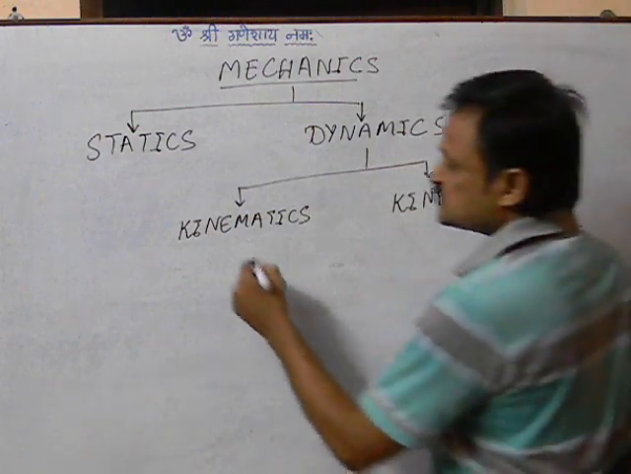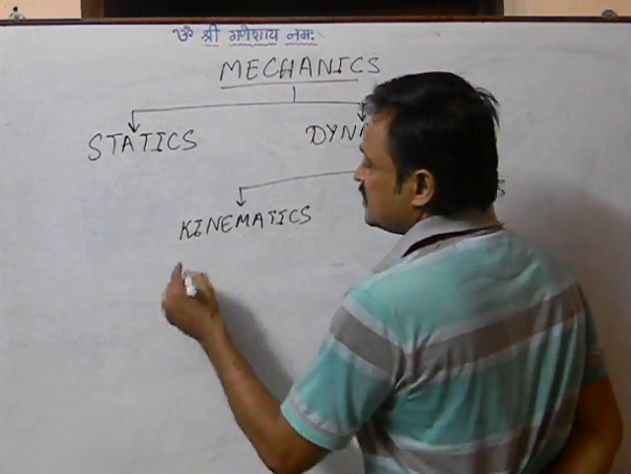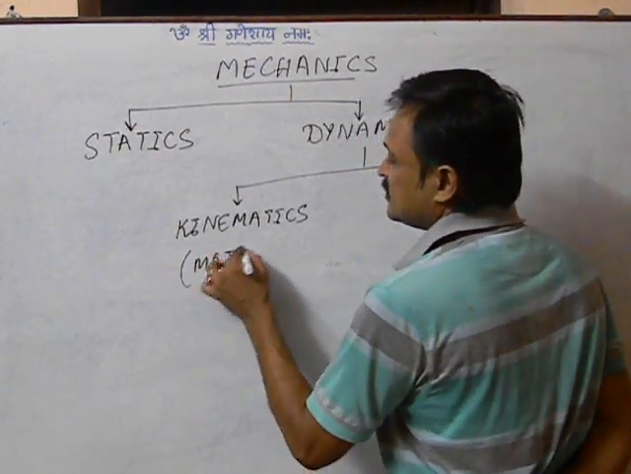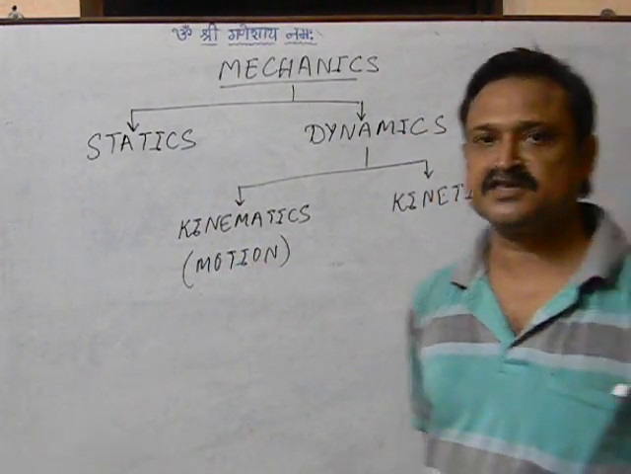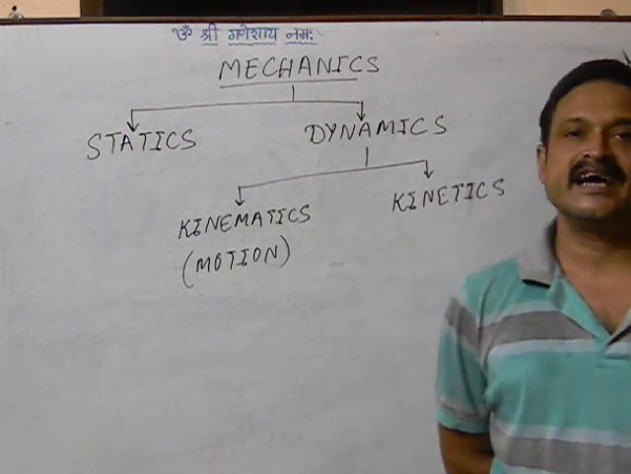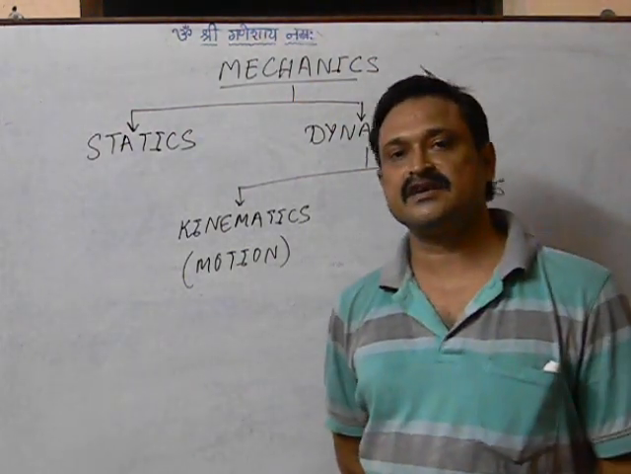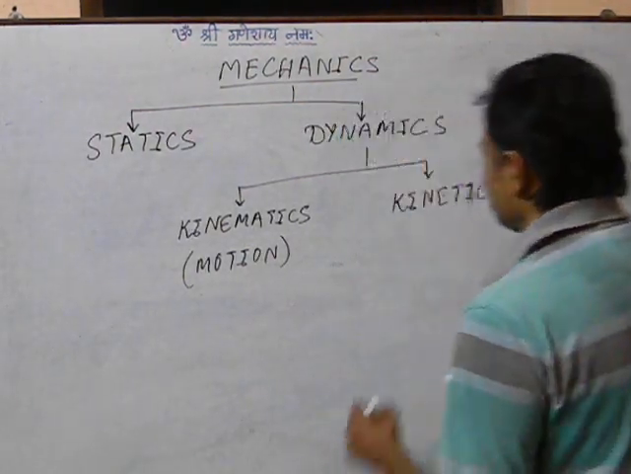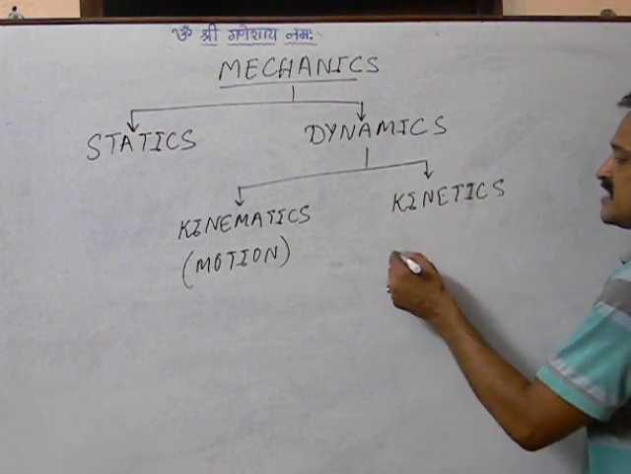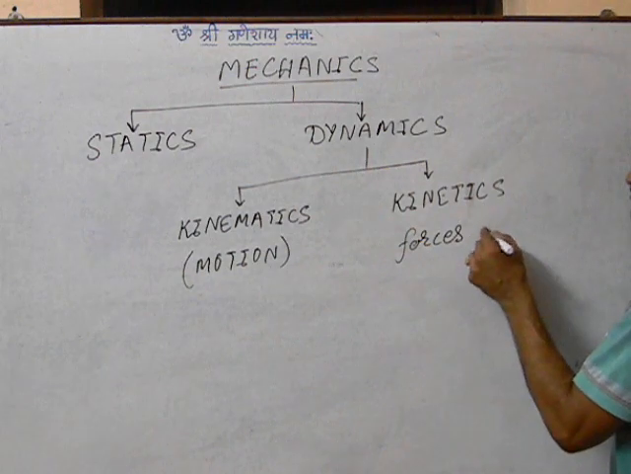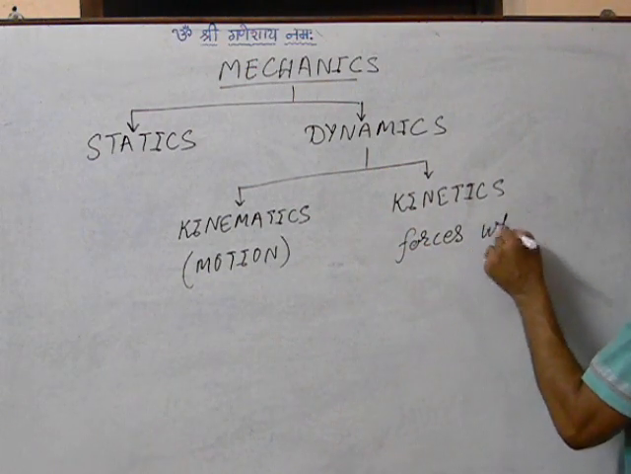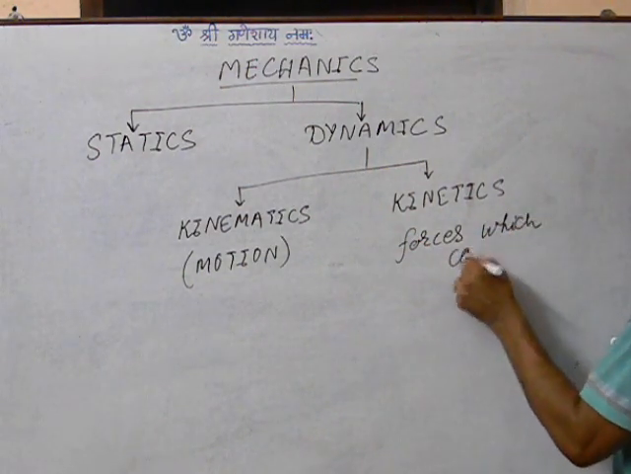So in kinematics, we are studying purely only the motion, that means displacement, rate of change of displacement, which is velocity, and acceleration, which is rate of change of velocity. Whereas in kinetics, we are as well involving the forces which are causing these motions.